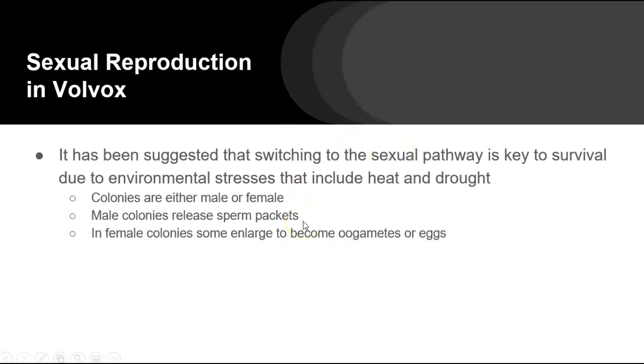Based on experiments done in lab, Volvox tend to prefer asexual reproduction. However, sexual reproduction is also important for their survival, especially when environmental factors are not very favorable, such as when there's heat or drought. These colonies are either male or female. So the male colonies will release sperm packets that can fertilize a female colony.